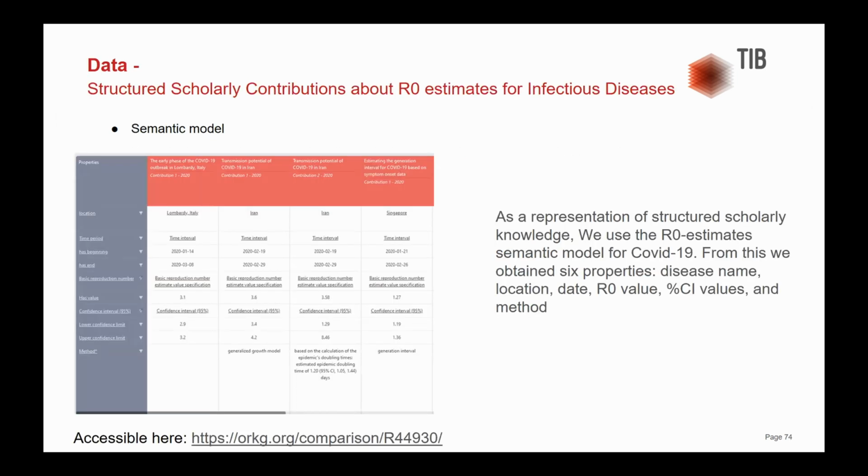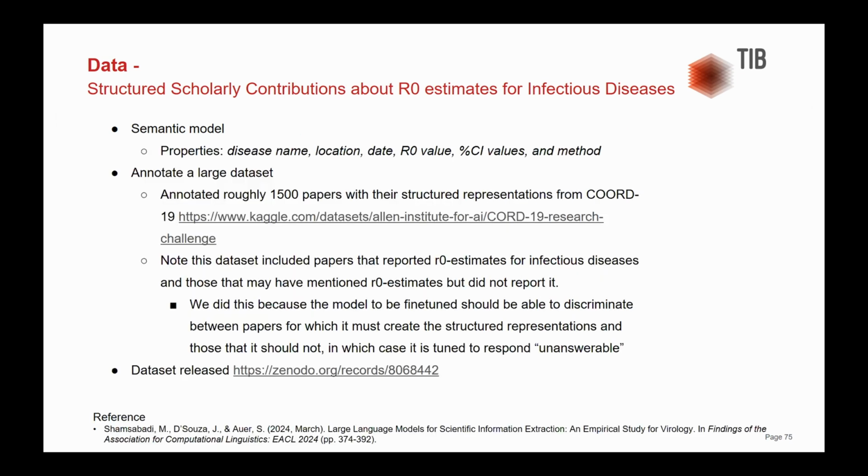So indeed, to start out with, first of all, to define the problem, we needed a semantic model. Which properties are we going to use to extract the information for? This came from the ORKG comparison that was human expert created, and we identified 6 properties: the disease name, location, date, the R0 value, the percentage confidence interval, and the method to compute the R0 value.